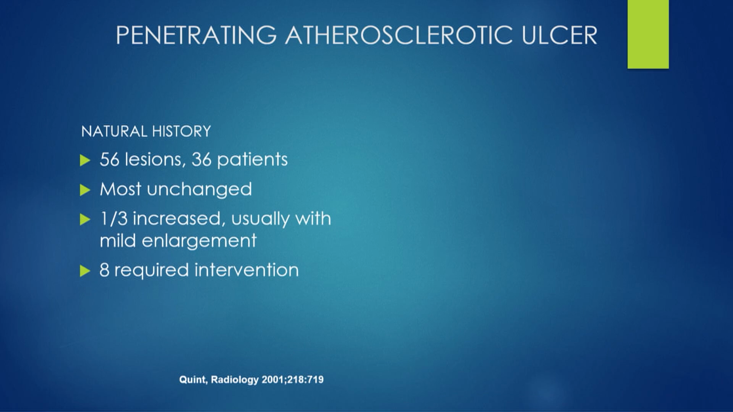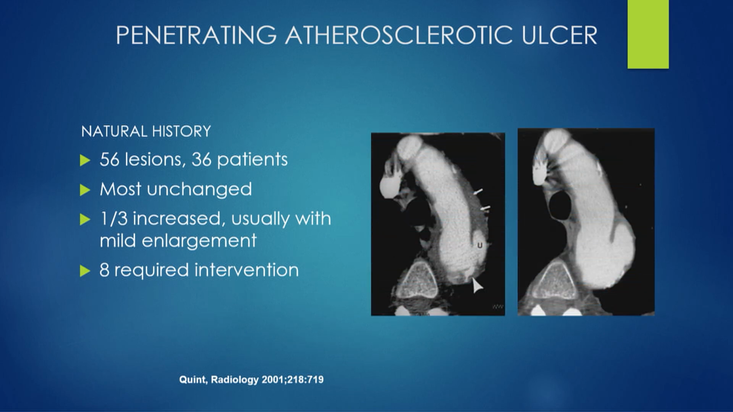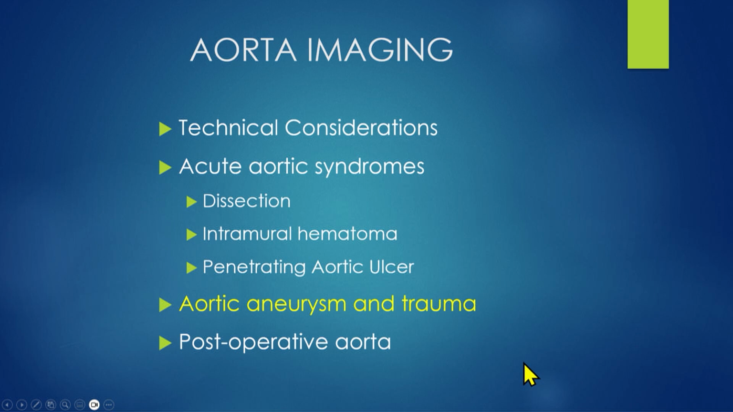The natural history of penetrating ulcer, after all that, is actually variable. This is a study from some years ago that looked at a bunch of different lesions, and they found about 1/3 increased, and only a minority actually required intervention. But again, to make this diagnosis of penetrating ulcer, what I want to leave you with is that it ought to have a little bit of a hematoma cap. But as I said at the outset, it is a squirrely diagnosis.